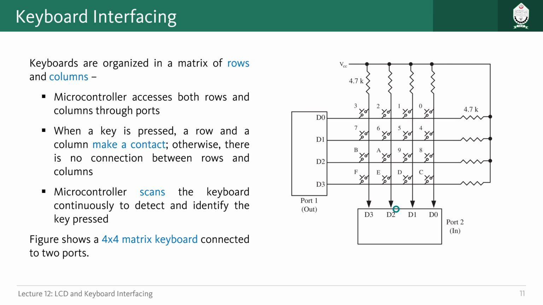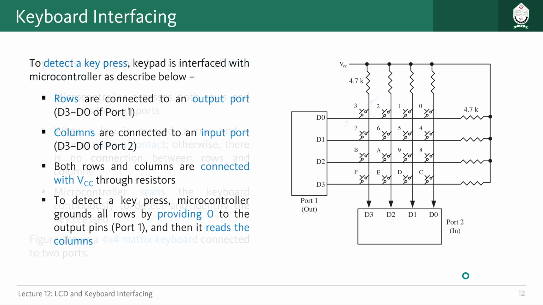Because you see, whenever we press a button, let's say for example this particular button, if that is pressed, this column and this row will be connected with each other. So based on that, microcontroller will understand that this particular button has been pressed. So we will look into the details of how that happens, and let us start that.